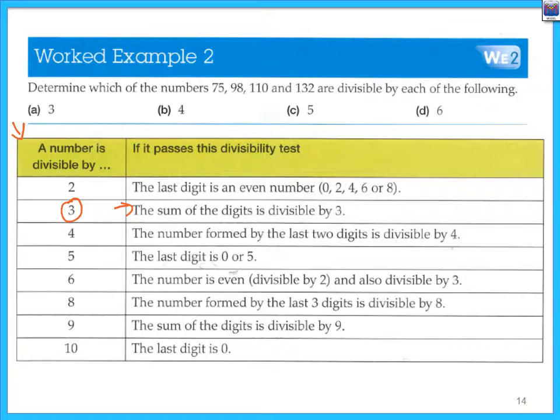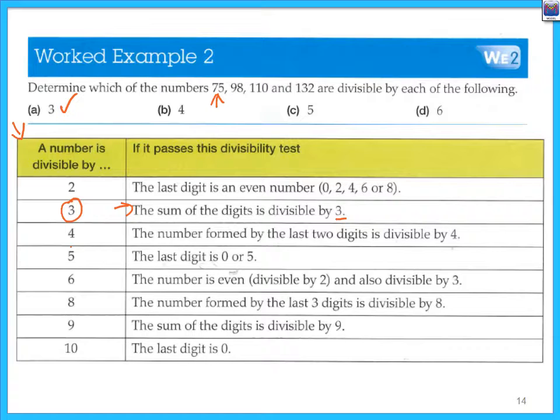Okay, so let's have a look at our first one, 75. 7 plus 5 is 12. Is 12 divisible by 3? Yep, 3 will go into 12 4 times. So 75 is divisible by 3. And that's how you work through these ones.